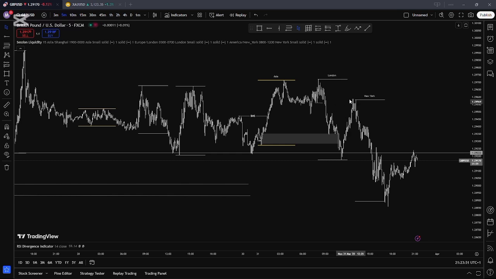It induced this inducement and tapped into the other block that took out liquidity, and price sold. Though I did not take this trade, that is how this trade went.